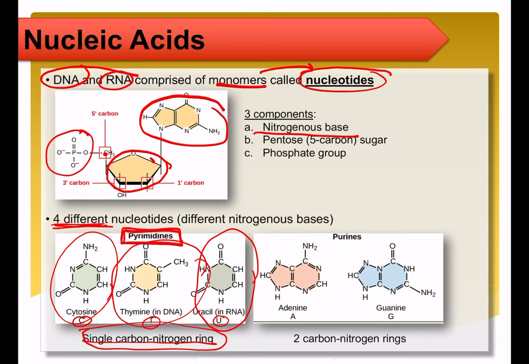And the other 2 nucleotides have 2 carbon-nitrogen rings. So 1 ring, 2 rings. These nucleotides are grouped into what's called purines. So pyrimidines have only 1 single carbon ring, as we can see here. Purines have 2 carbon rings. And there are 2 specific purines called adenine, which is abbreviated with the letter A, and guanine, the other purine, whose abbreviation is the letter G.